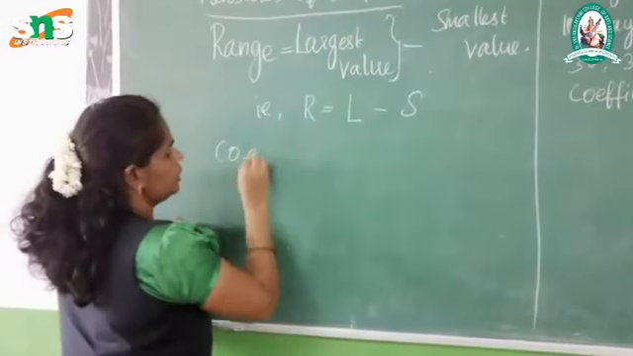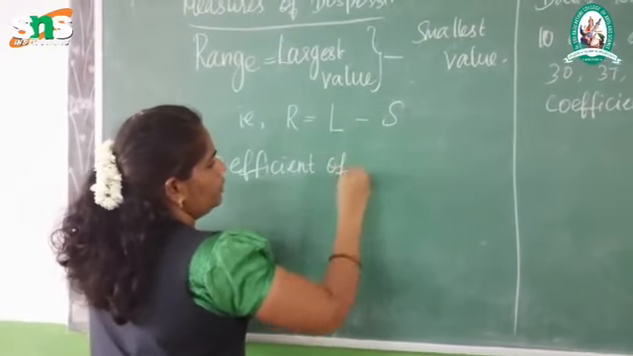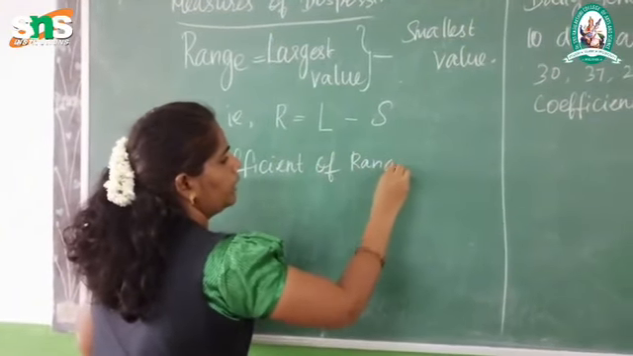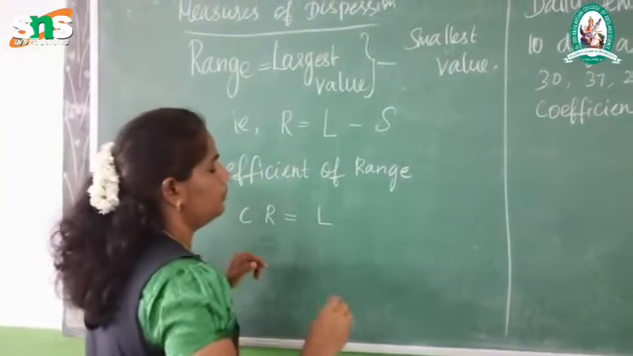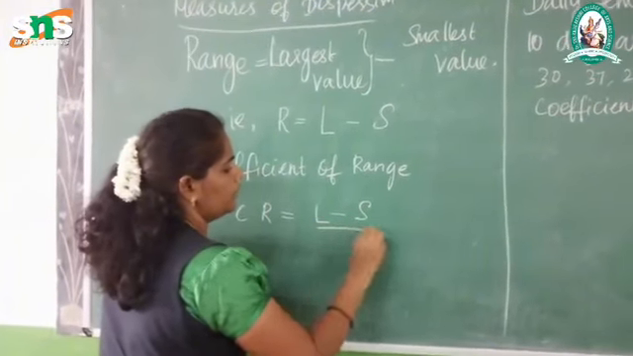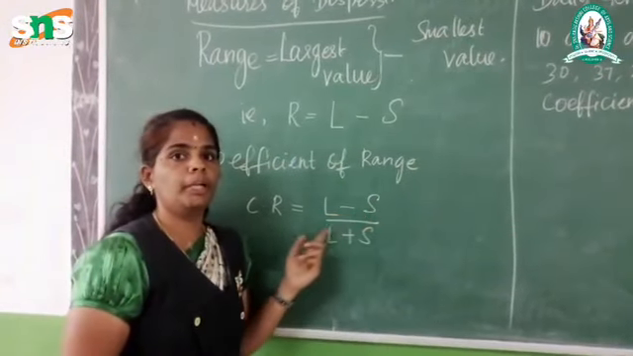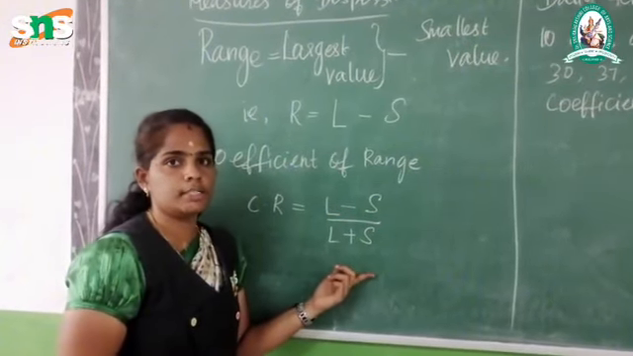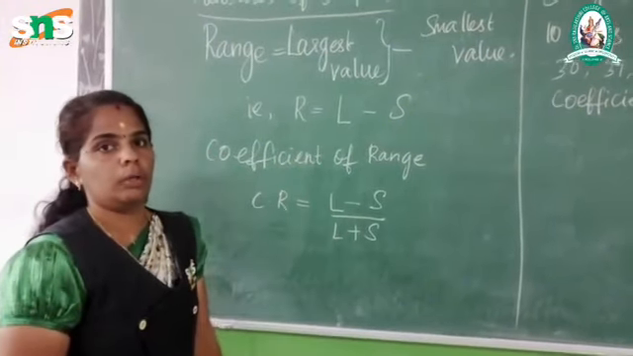Similarly, for the coefficient of range. Coefficient of range can be calculated by using a similar formula, but it should have a ratio of L minus S by L plus S. That is, the largest minus smallest value should be divided by the sum of the largest and the smallest value. By using those two formulas, I am going to solve one problem.